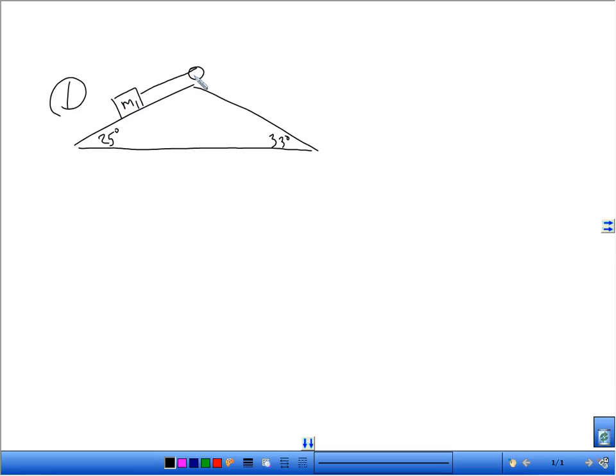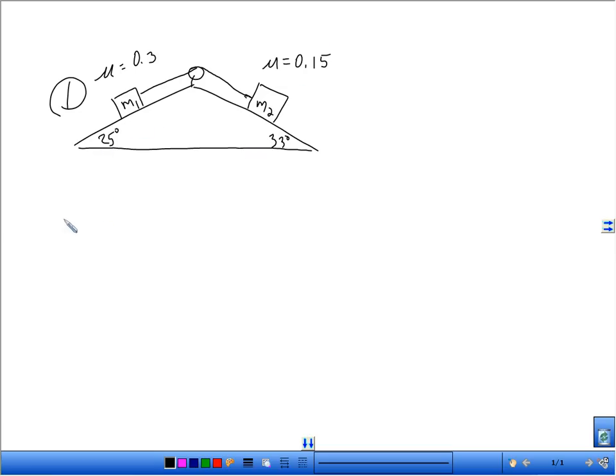There's my pulley. My string passes over my pulley and comes down here and attaches to mass 2. And mass 2 is my 12 kilogram object. I have a mu over here that is 0.3, and I have a mu over here that is 0.15. And they want to know the acceleration of the system and the tension in the rope.